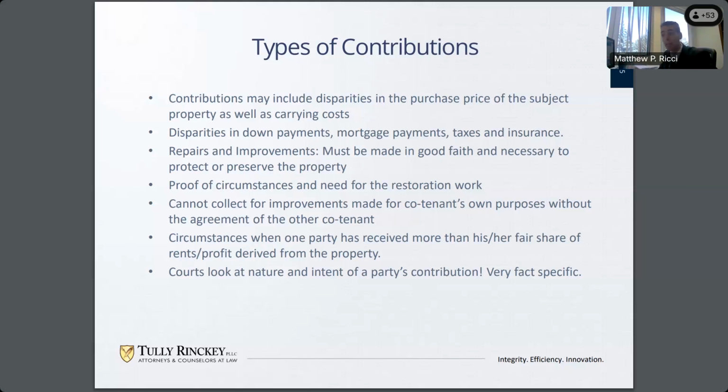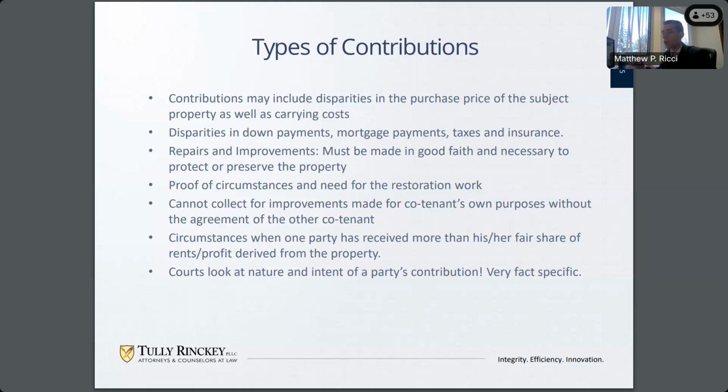A party will not be able to collect for improvements that are made for that co-owner's own purposes, own enjoyment. So, I don't know, maybe the husband renovating the downstairs basement and creating his own office. That is an improvement made for that co-tenant's own purpose, and it may also be made without the consent of the other co-tenant. So again, all of this must be established through the evidence and proof submitted by each party, either through testimony or actual documentation.